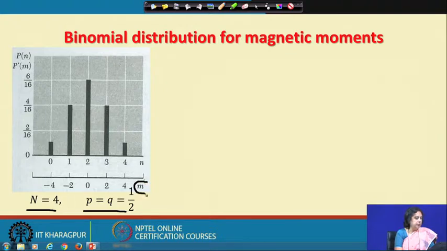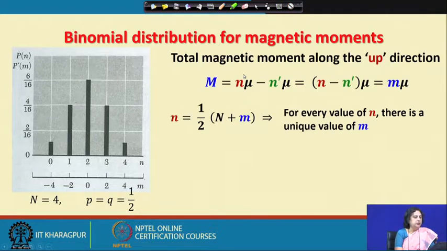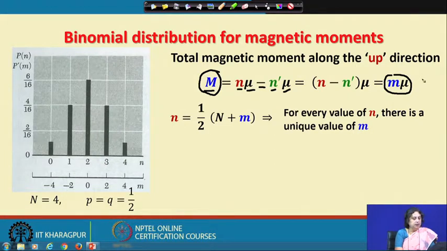the total magnetic moment of each state when the total magnetic moment of the system is measured. So, the way the total magnetic moment is defined is capital M, that is equal to the number of up spins multiplied by the contribution to the magnetic moment that they make, plus the number of down spins, and then the contribution of minus mu that they make in the down direction.